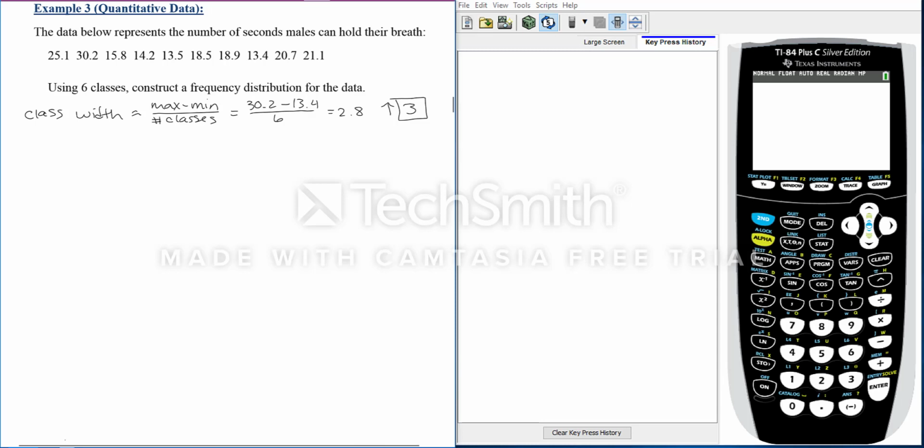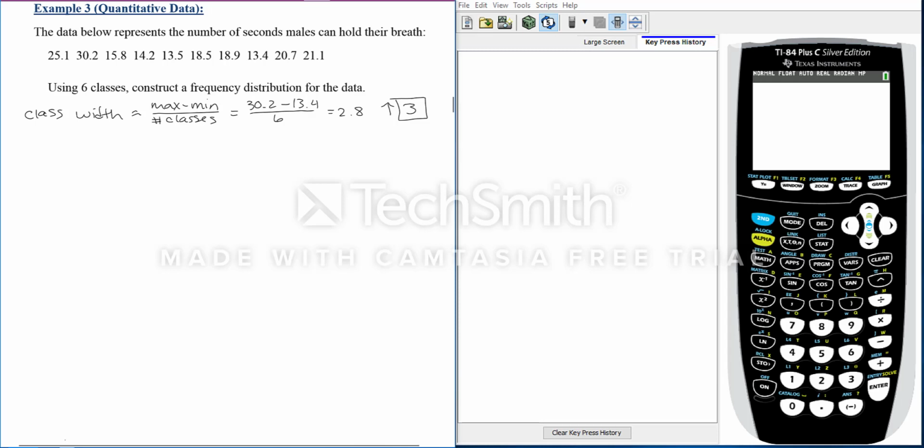Then once you do this computation, you get 2.8, and you're going to round up to the nearest whole integer, which is equal to 3. So even if this was a 2.0001, you're still going to round up to the nearest whole integer, which is 3, to make sure that all of the data is going to fit into the categories that you create.